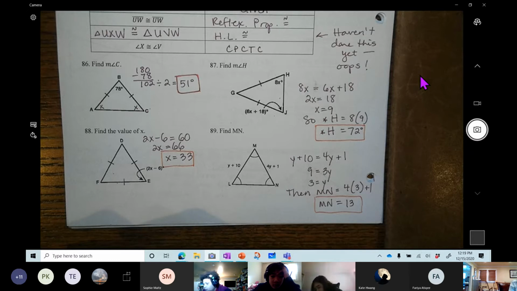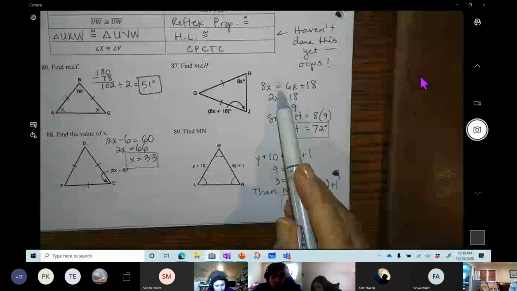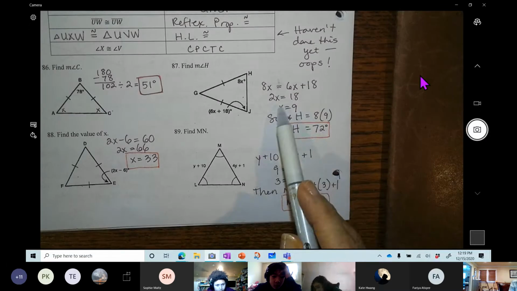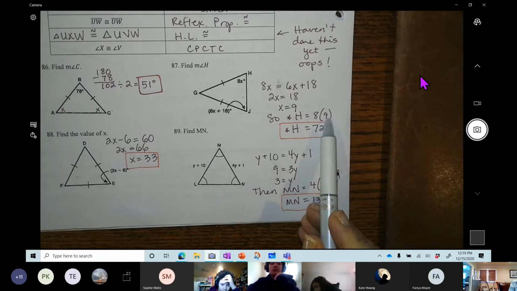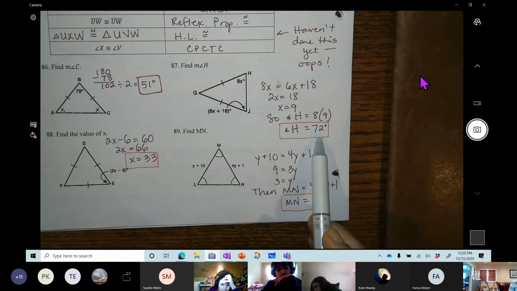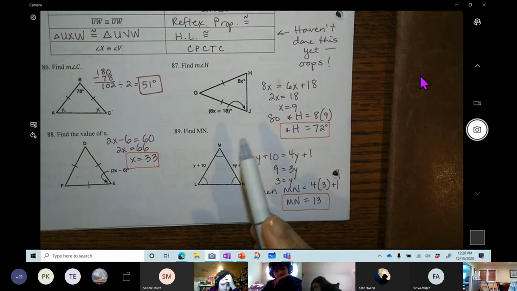So again, this one is the same. It gave me isosceles legs, which means that this angle is equal to this angle. So I wrote 8x equals 6x plus 18. Solved both sides for x equals 9. And then I'm not done. I got to actually, again, go back to find h. So I still have to go back in and plug in 9 to get 72. So that's why this is boxed. If you put in 9, you will get it wrong. Just be careful. Take your time.